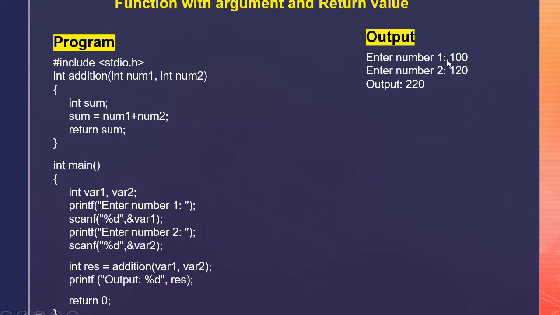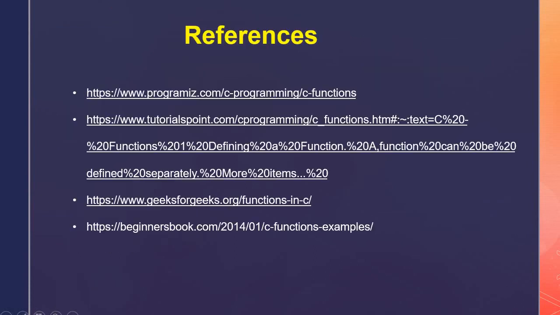So the output is, enter the number. These two values are given by the user, that is ourselves. We have given the values 100 and 120, and after summation we are getting the output 220.